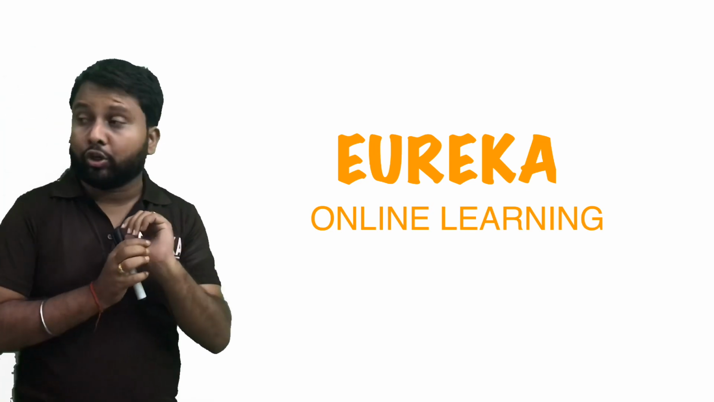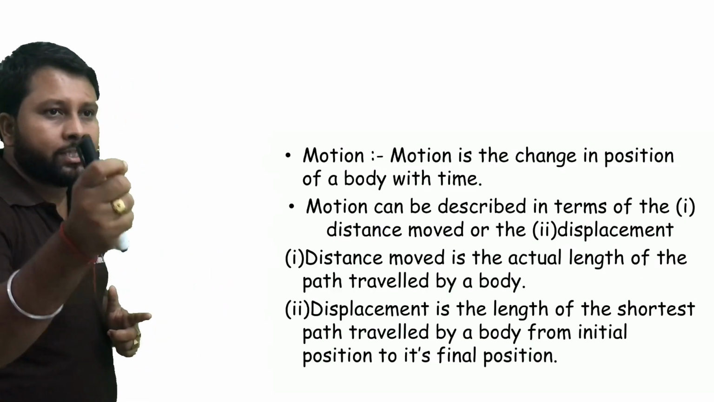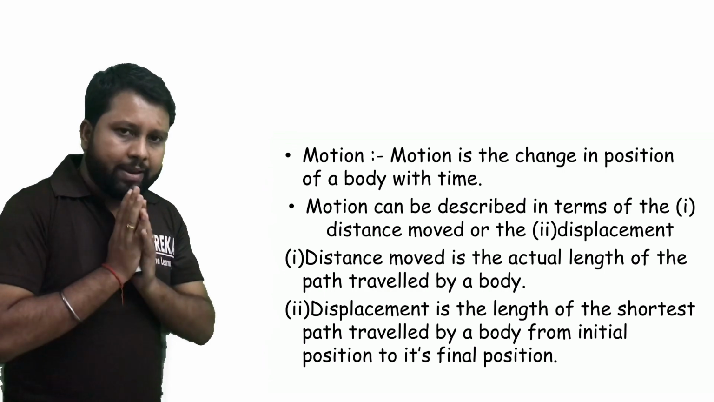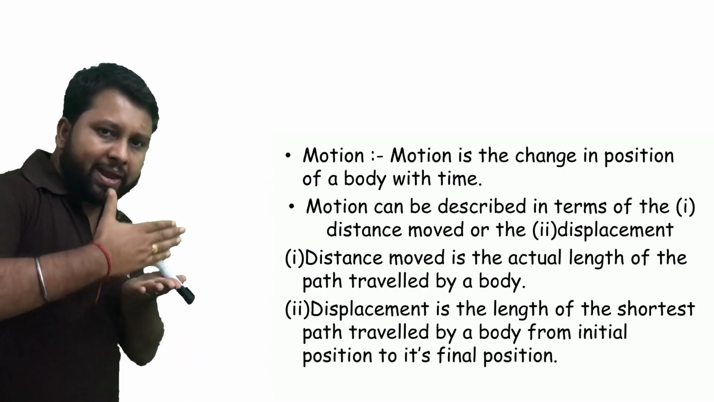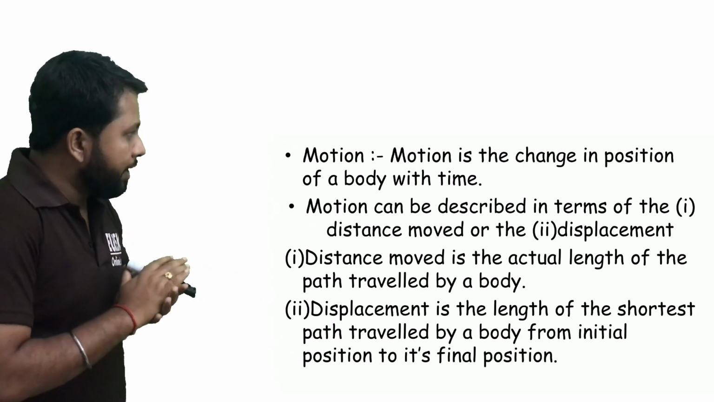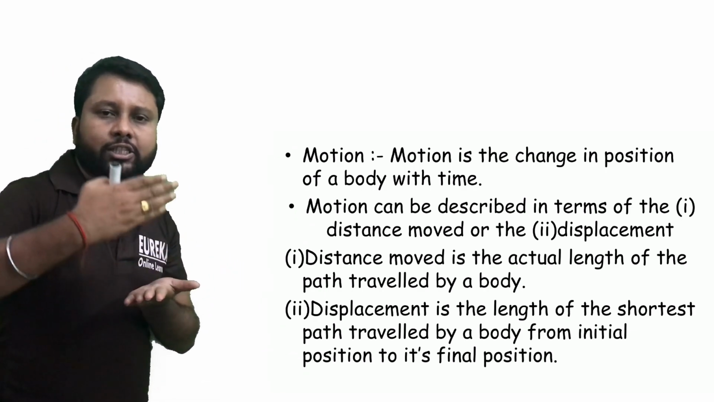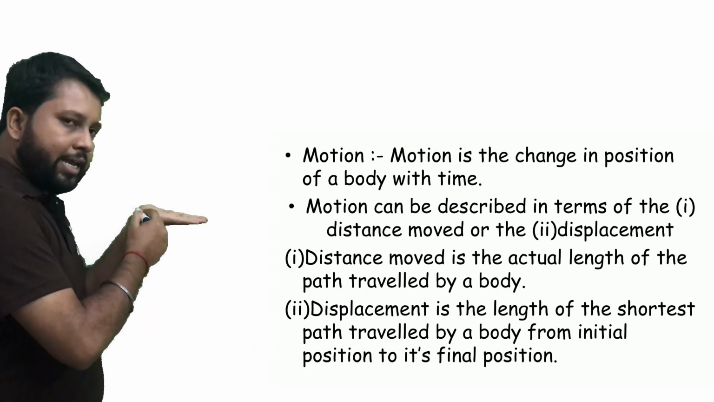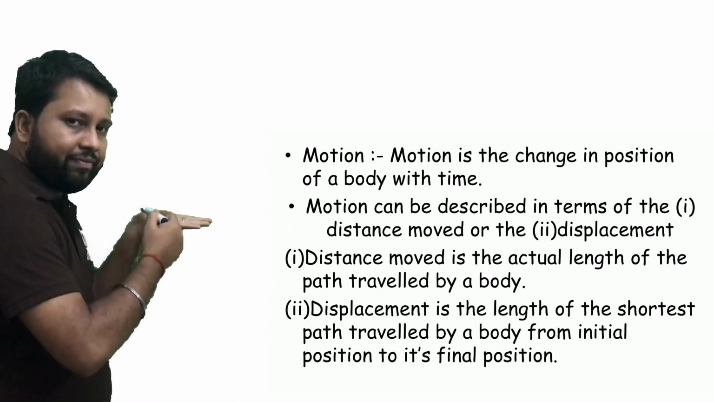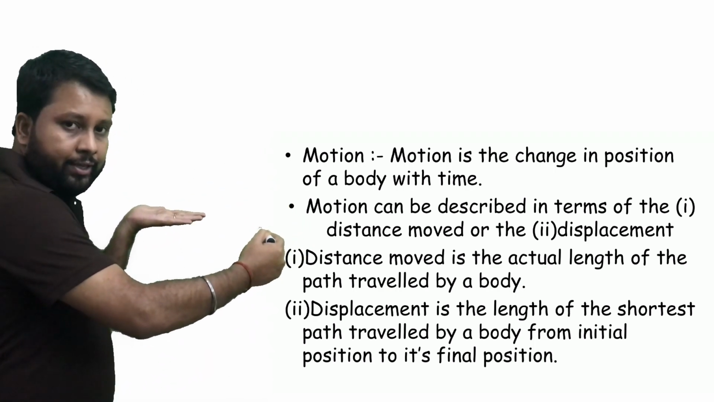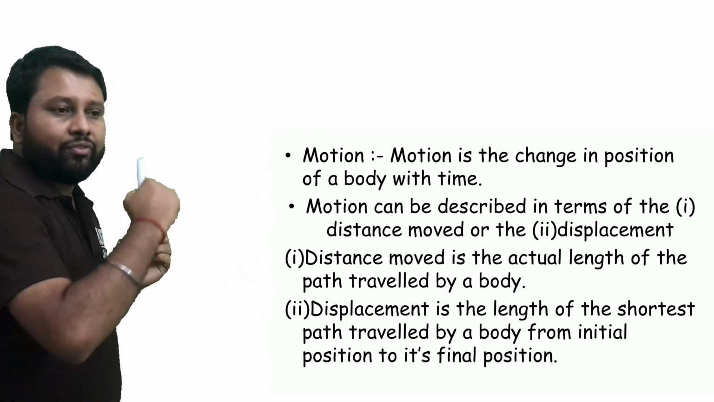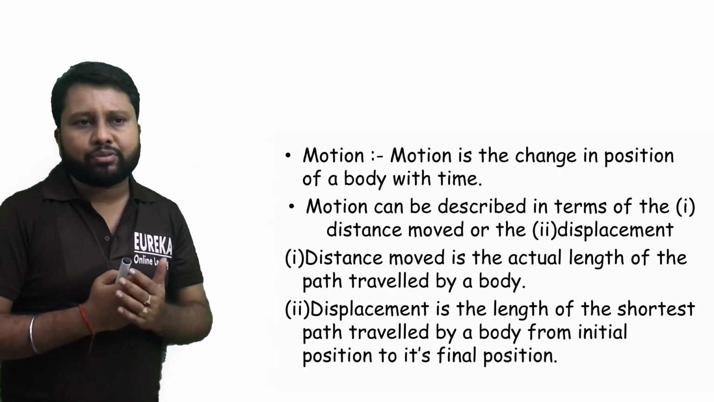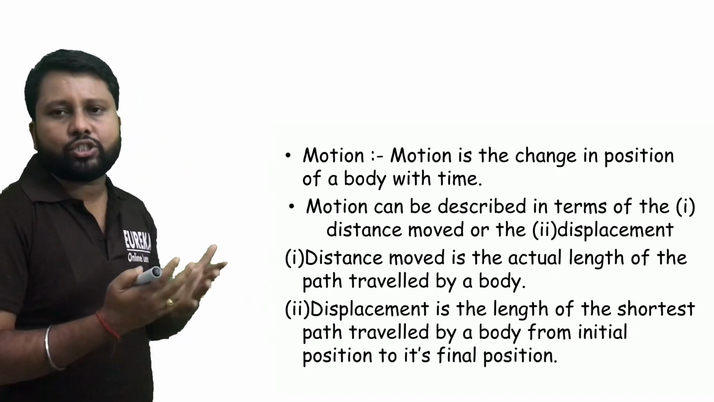So let us start with what motion is. Motion is the change in position of the body with time. If any body changes its position with respect to time, it is said to be in motion. Suppose we take an example. If a body is at position A and after 10 seconds it goes to position B, it changes its position with respect to time, which means the body is in motion. So motion can be described in terms of distance or displacement.